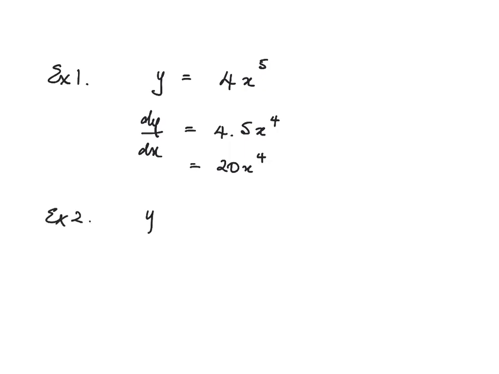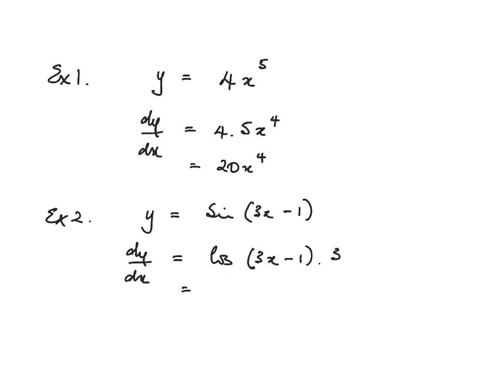What about something like this? So if we differentiate it, we get, so sine becomes cos, the bracket remains unchanged, and we multiply by the derivative of the bracket, and the derivative of 3x minus 1 is 3. So we get 3 cos 3x minus 1.